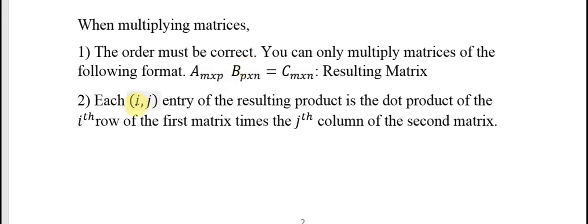Number two, each ij entry of the resulting product is the dot product of the ith row of the first matrix times the jth column of the second matrix. So to multiply matrices, all you're doing is multiplying a row from the first matrix times a column of the second matrix. Just think row times column, row times column. Don't fall in the ditch, because if you fall in the ditch, you'll come up saying column times column, or column times row, or some other weird algorithm.